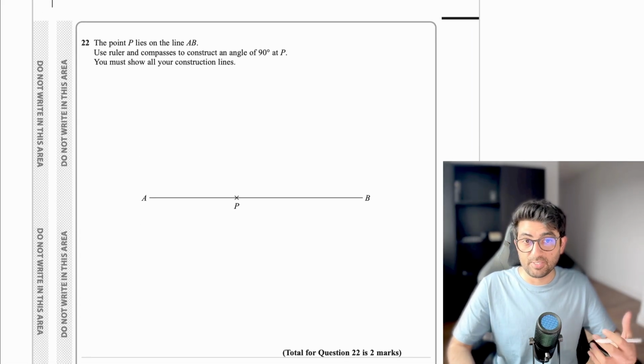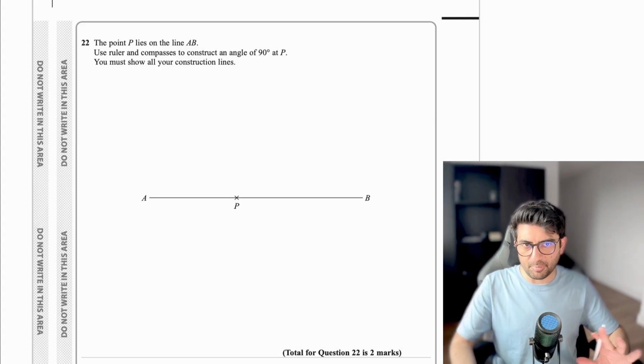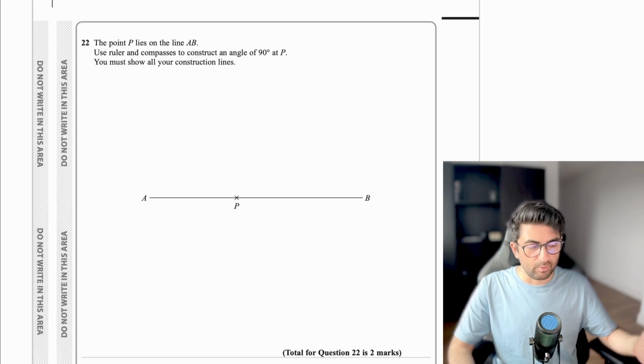Question 22 says, point P lies on line AB. Use a ruler and a compass to construct an angle of 90 degrees at P. Show all your construction lines. So I'm working on an iPad screen at the moment, so that's going to be a little difficult to do this question. My drawing might be a little inaccurate, but I will explain the steps as I go through it.